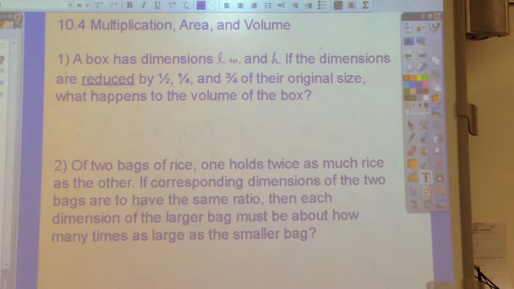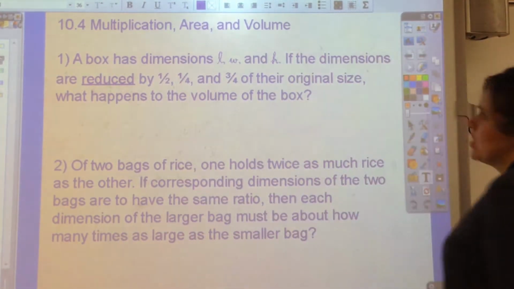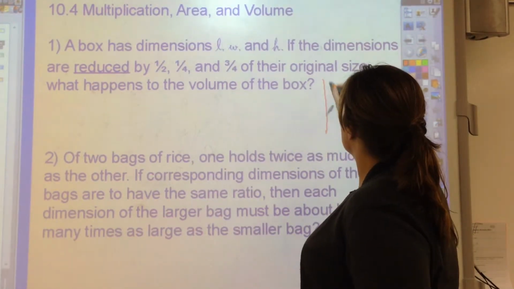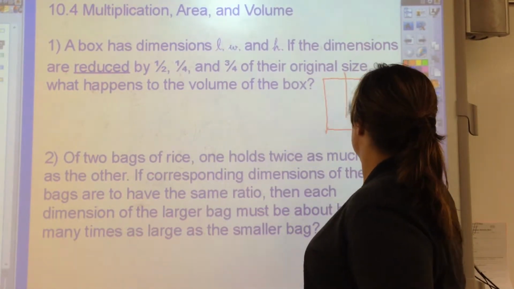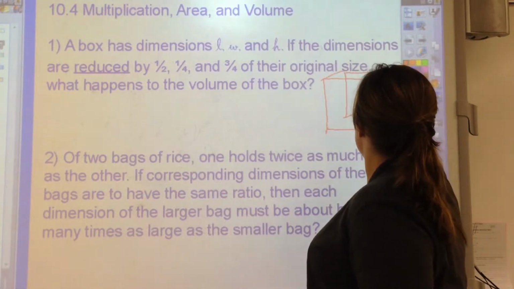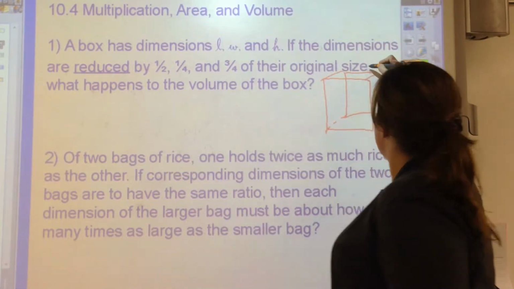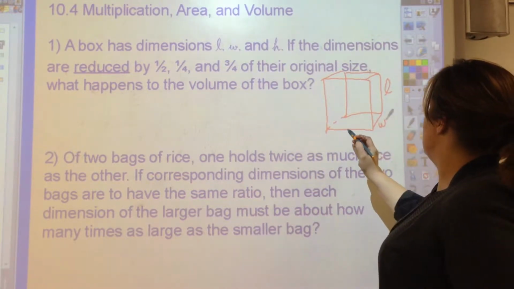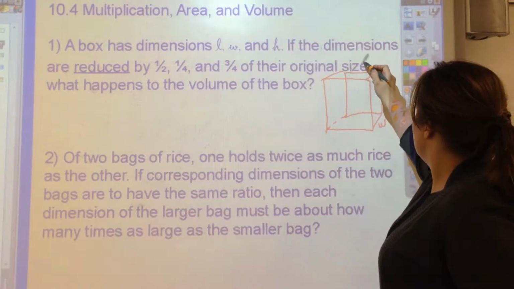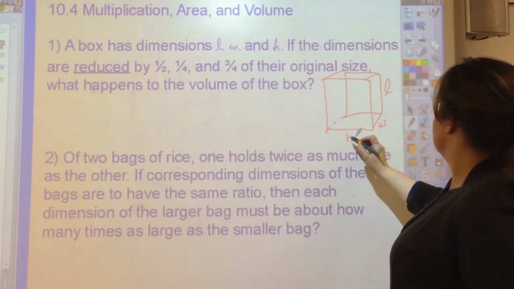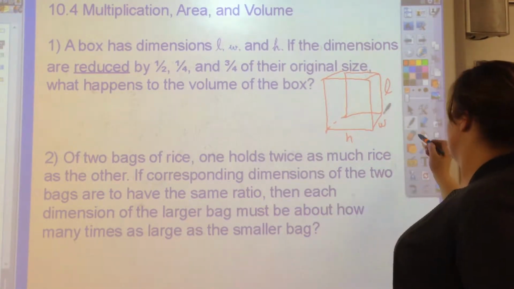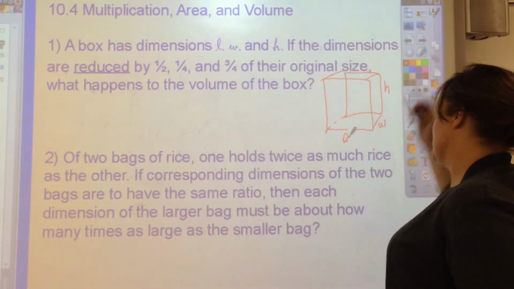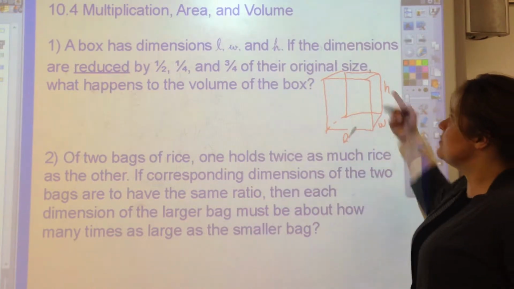Alright, let's start with number 1. Let's suppose we have some box and it has dimensions length, width, and height. Let's call them L, W, and I'll put my height right here. So I have length, width, and height. That doesn't really make any sense, so let's make this the height. This is the length. That just makes more sense. Length times width times height.